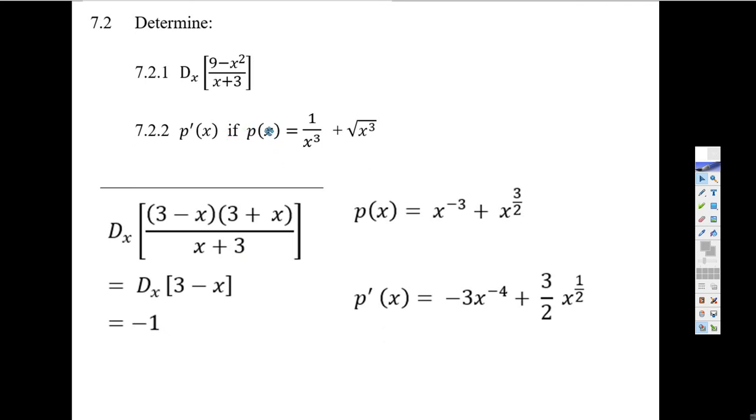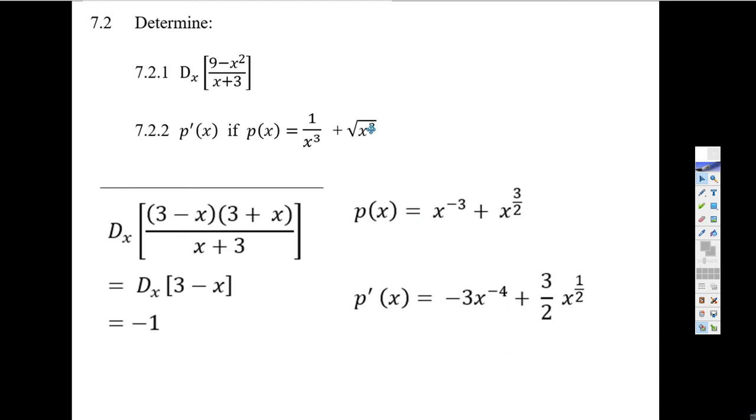Now let's try this last question. Find the derivative of 1 over x cubed plus the square root of x cubed. Well, you can't do this question because it's not in the right form. And you have to know that when you have x in the bottom in a quotient like this, it's really a negative exponent. It's x to the minus 3. And they give you a mark for just doing that, x to the minus 3.